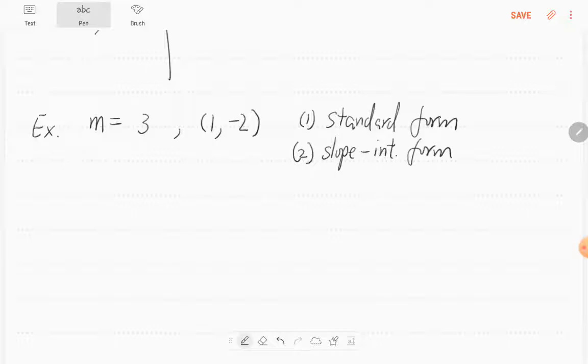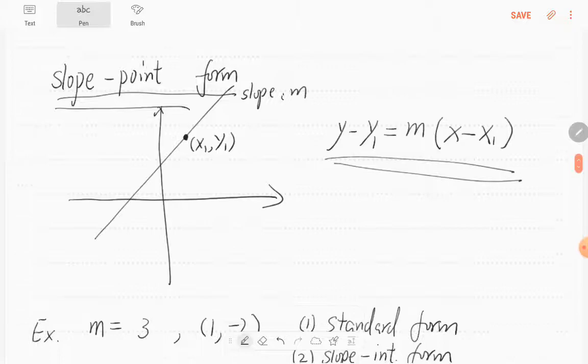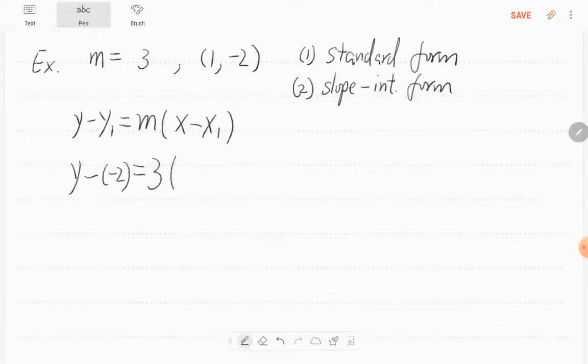Okay? So we know the slope, we know the point, we can always use the point-slope form to find the equation, right? From this equation, we can get the standard form of the line and the slope-intercept form of the line. So the equation here is y minus y1 equals m times x minus x1, right? We plug in here y minus the given point, which is negative 2. So minus negative 2 equals m equals 3, x minus 1. So let's simplify it. This one is y plus 2 equals 3x minus 3, right?